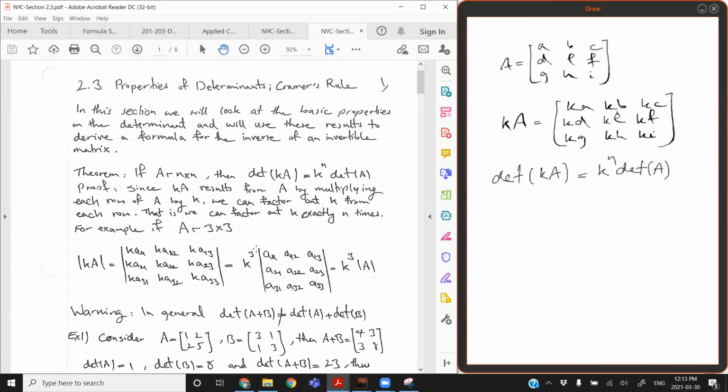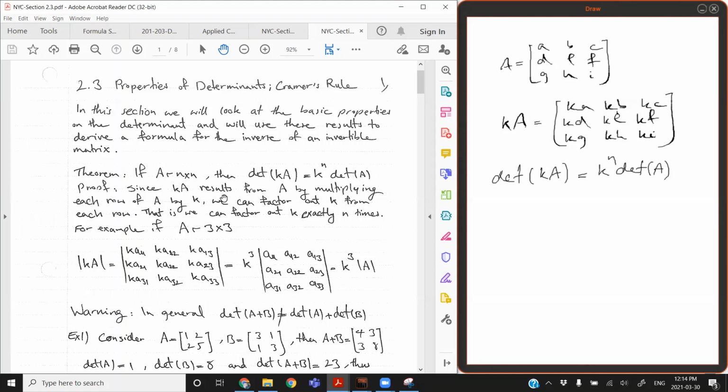Now the determinant of this new matrix, kA, is going to be k to the power of n determinant of A. And now that I have written it like this, I think it should be clear for you, because you can factor out the k from the first row, you can factor out the k from the second row, you can factor out the k from the third row. So you have k times k times k determinant of A. That's going to be k to the power of 3 determinant of A. So generally, if you have an n by n matrix, then you will have k factored out from each row. You'll have k to the power of n.